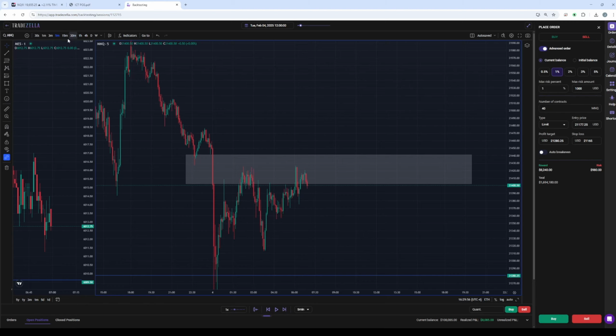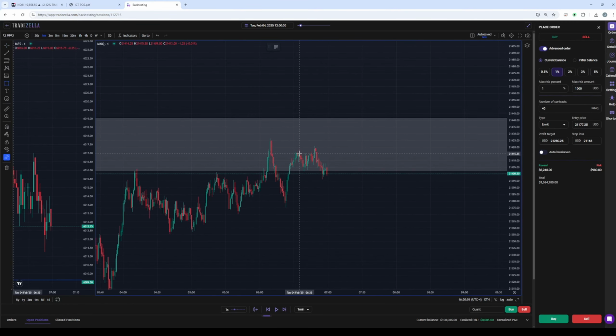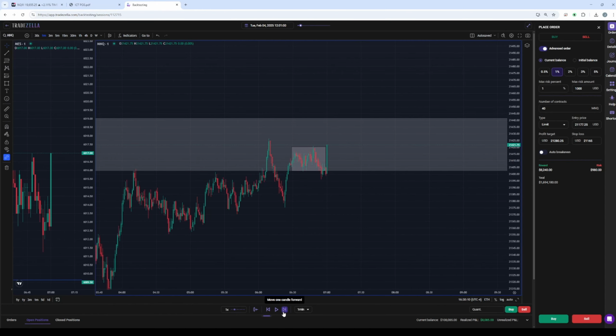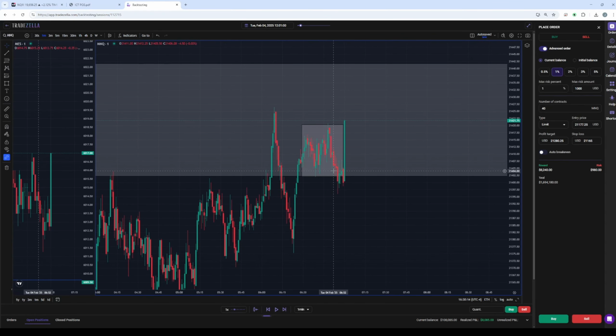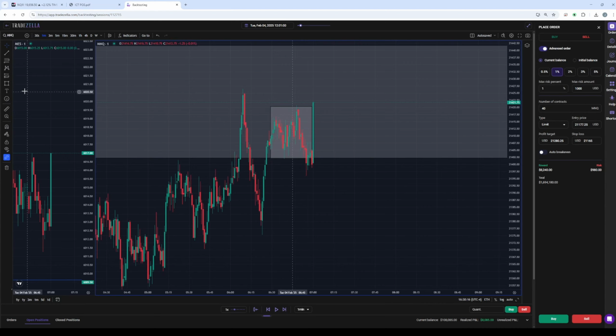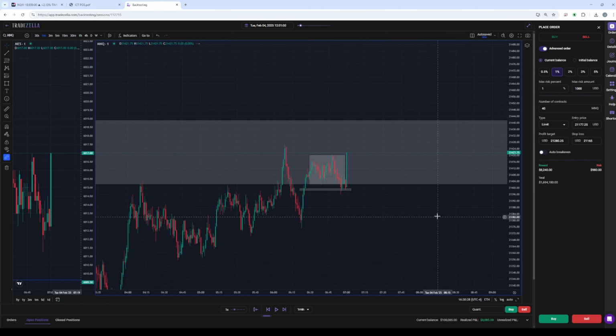I'm not sure. Okay, hold on. That could be a good entry. Here we get this accumulation. There's our accumulation. This is our manipulation. Let's see what happens. Straight away, see that? Accumulation, manipulation into this fair value gap area, and then we instantly distribute away.